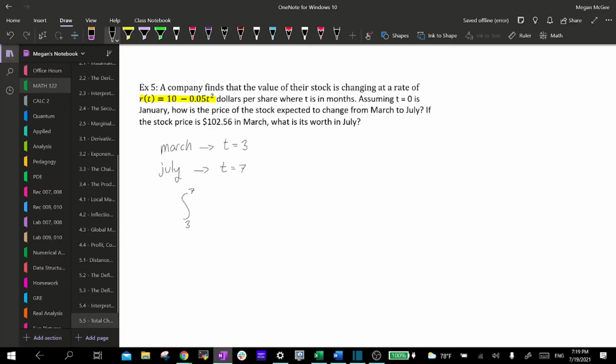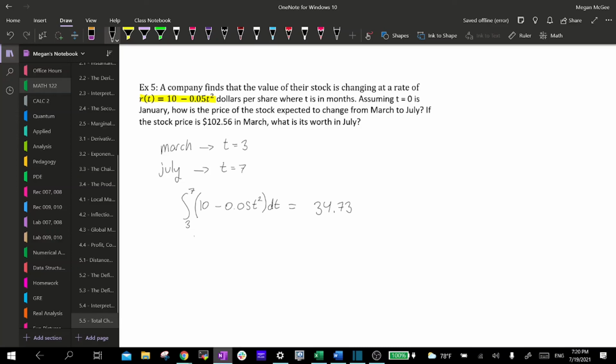We want to take the integral of the rate function that we highlighted. So this is 10 minus 0.05 t squared. Notice I have addition and subtraction here, so I'm going to put this all in parentheses so that we know that we're taking the integral of the whole thing, and then just cap it off with our dt. So if we plug this into our calculator, we'll find that this is 34.73. So the first thing we notice is that this is positive.